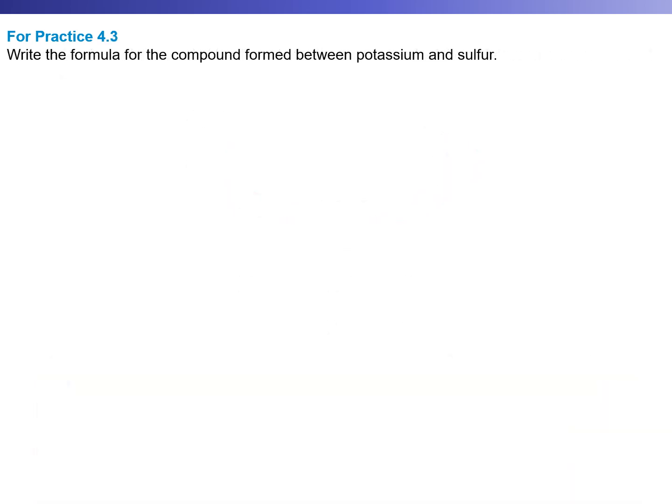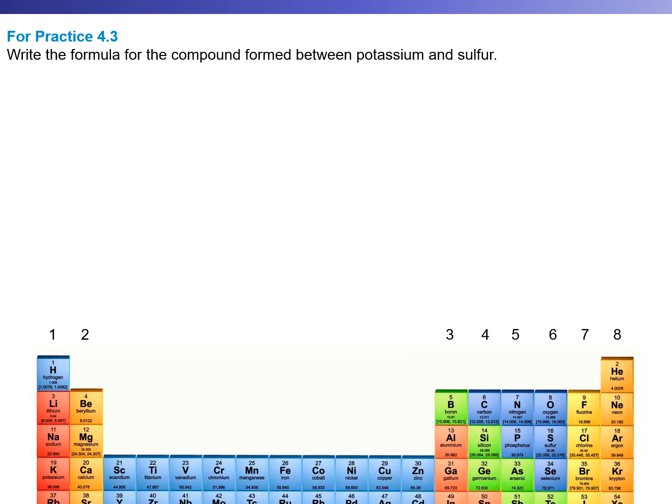Now problem 4.3 wants us to do the same thing, except this time we're going to be using potassium and sulfur. All right, so let's bring up our periodic table, and I'm not going to go through the Lewis dot method. We're just going to look at the numbers on top of the columns to predict the ions that get formed. So where is potassium? Potassium is right here. It's a first column element. It's got 1 electron in its valence shell. We know that it's going to lose that 1 electron and form a positive 1 ion.